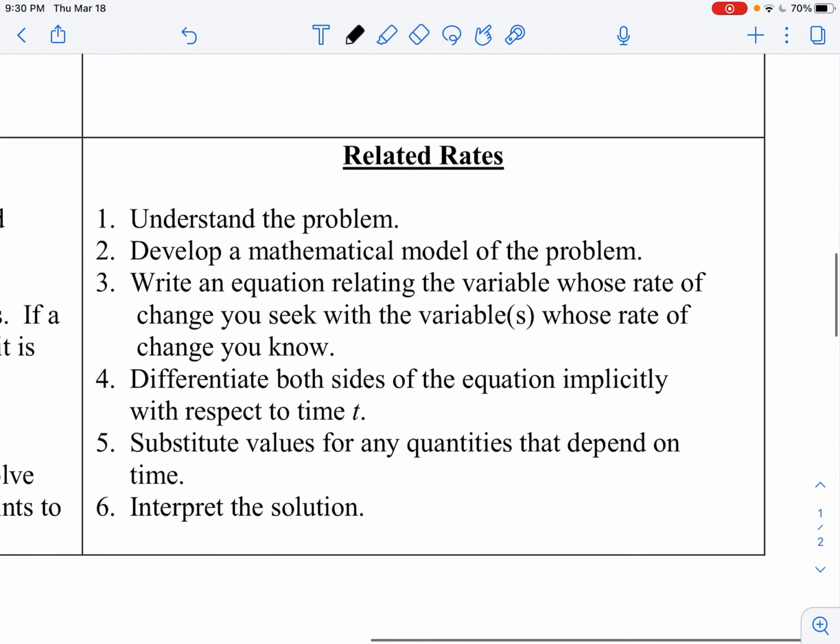All right, the last thing, let's just take a look at. These are just some strategies when working with related rates problems. First, always try to understand the problem. Develop a mathematical model of the problem. Write an equation relating the variable whose rate of change you seek with variables whose rate of change you know. Differentiate both sides of the equation implicitly with respect to time, and then substitute values for quantities, and of course interpret the solution.